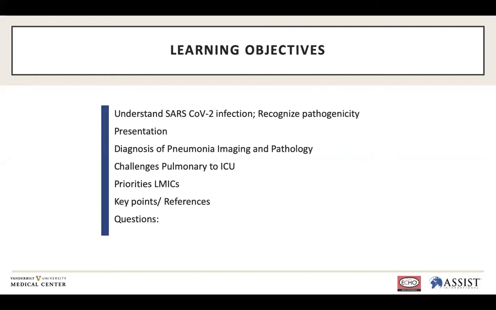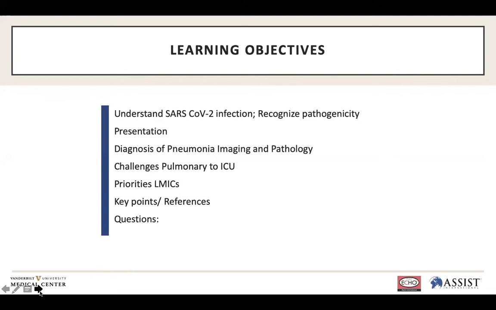So the goal is really to understand how SARS infection happens and the mechanism of viral infection to the airway epithelium. We'll talk about presentation of patients, how we make a diagnosis, what are the imaging and pathology features of the disease, as well as the big challenge of how to recognize patients that need to be admitted on a ward versus an ICU. We'll talk about priorities for low and middle income countries, and we'll conclude with some key points and an open question and answer session.